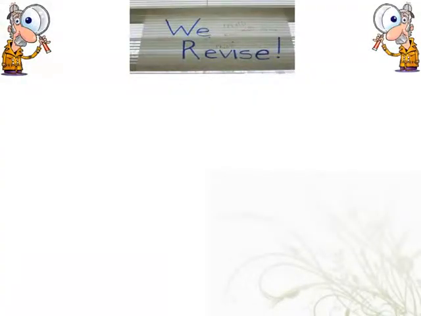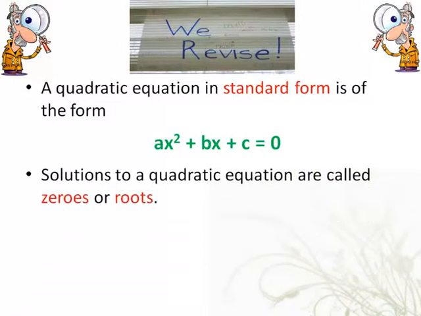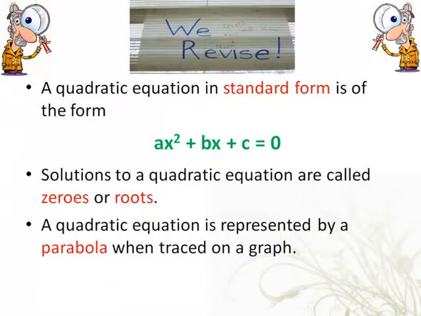Let us quickly revise our concepts before we move further into the core of nature of roots. If you recall, a quadratic equation in standard form is of the form ax square plus bx plus c equal to 0. Here a, b and c were constants and x is a variable. If you observe, the x has a power 2, that means the highest degree in this equation is 2. So we call it a quadratic equation. Solutions to a quadratic equation, that is the value of x when we solve ax square plus bx plus c equal to 0, are called zeros or roots.